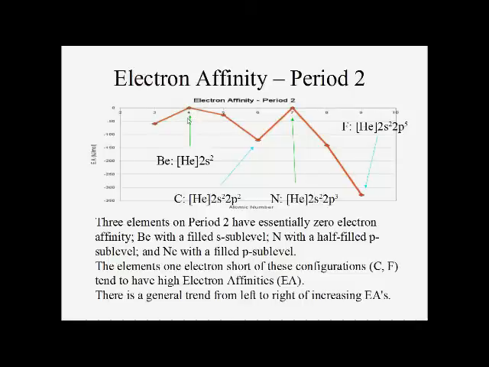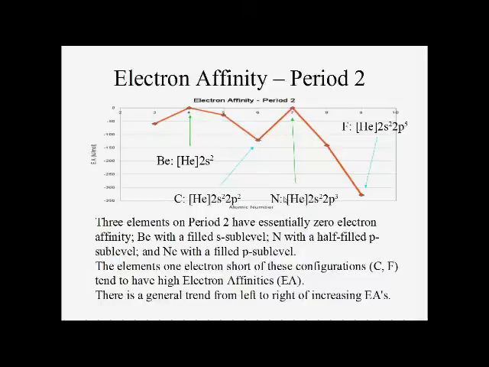So for period 2 here, we see that when we have the complete s sublevel, the electron affinity is essentially zero. It's hard to put that first electron into p. So now we have our first electron, second electron. At this point, we're putting our third electron in. So we have a reasonably high electron affinity to put our third electron into the p sublevel, so that'll give us a half-filled one.